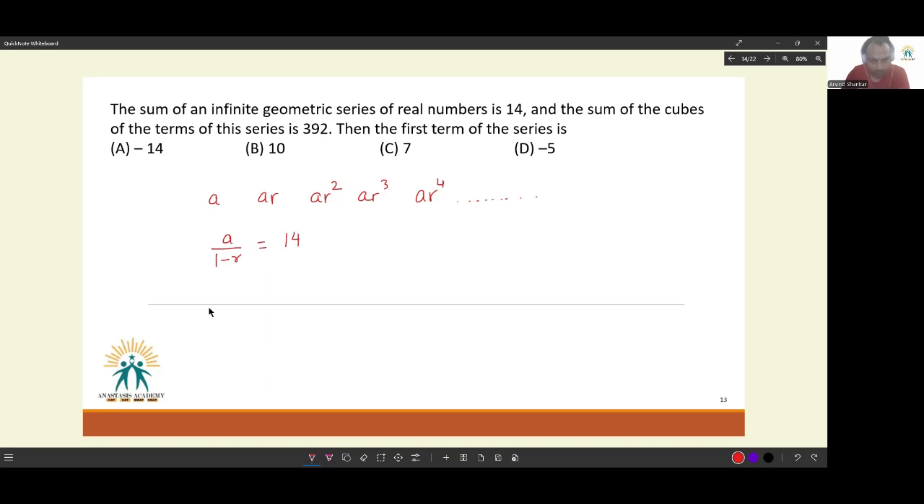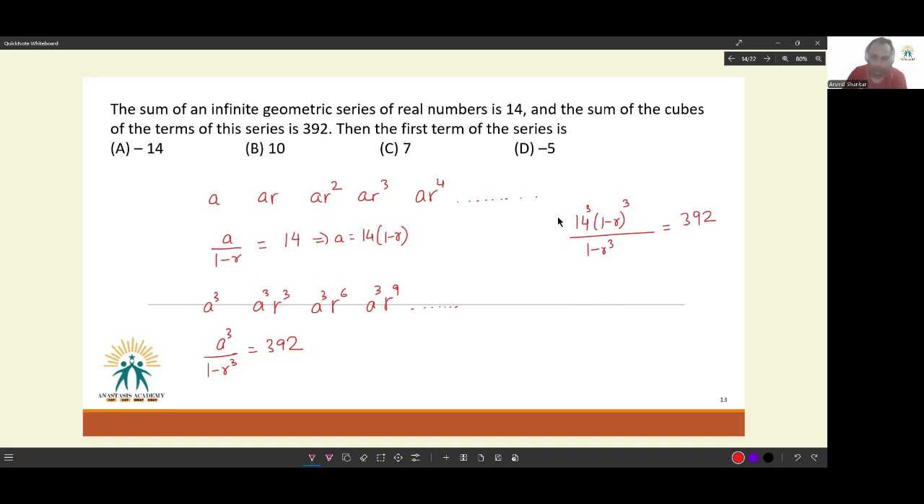Now, cubes of the terms will be A cube, A cube R cube, A cube R raised to the power 6, A cube R raised to the power 9, so on and so forth. And summation of this will be given by A cube by 1 minus R cube. This is equal to 392. Okay. Now, from here, what we need to work with is, I can replace A with 14 times of 1 minus R. Bring it over here. I have 14 cube 1 minus R whole cube by 1 minus R cube equal to 392.